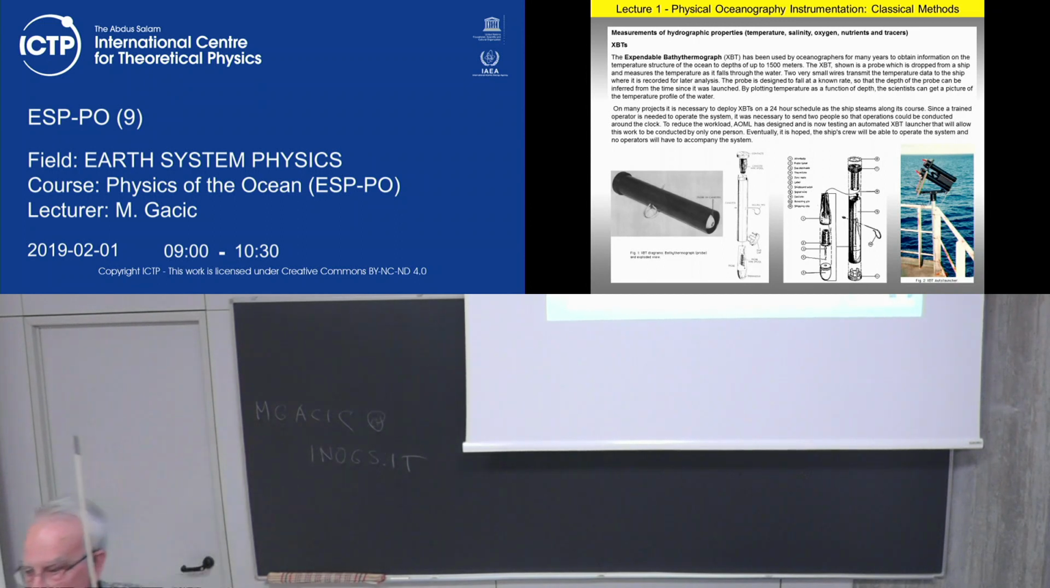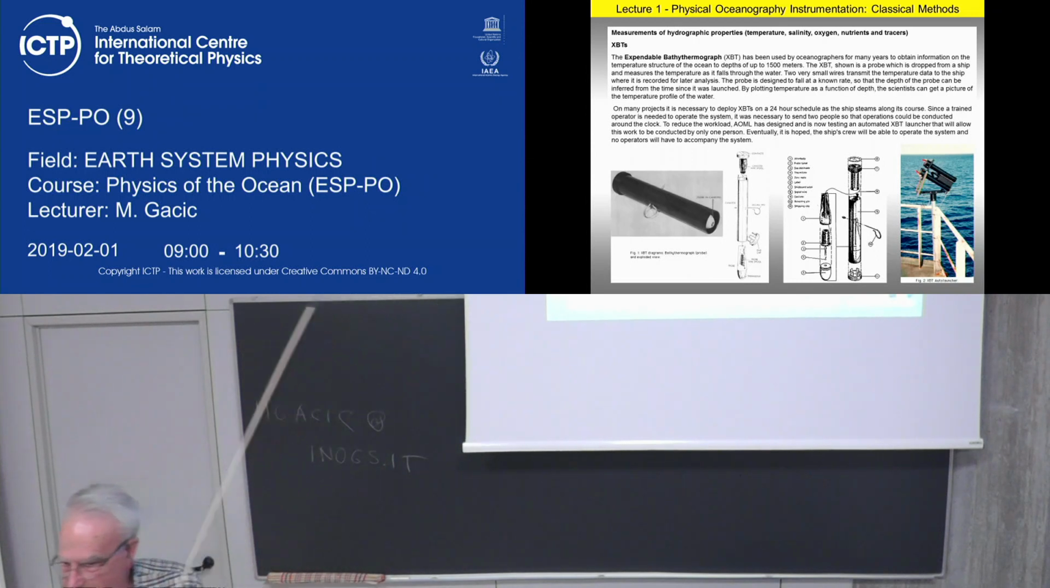After reaching the depth of 1,500 meters, the wire is broken, and then the probe is lost. So it's used only once. It's not a very good thing for the water pollution, obviously. But it's not used anymore so much.